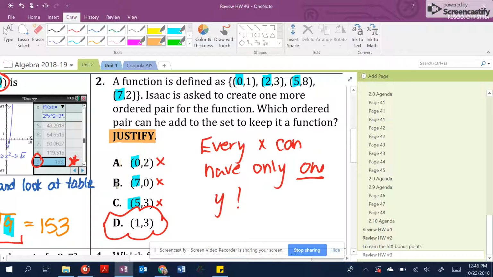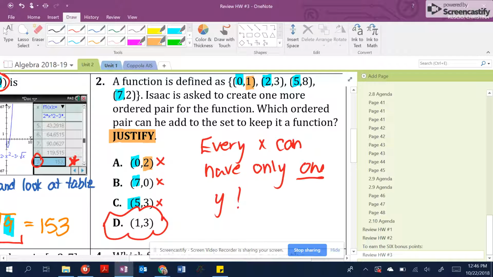If I pick answer choices A, B, or C, check it out. We're going to do some repetition. We don't want there to be 2 zeros or 2 sevens or 2 5s of our X values, because what that would mean is that there's an X value going to 2 different Y values. No me likey. So like for A, if I picked A, that would be bad because the X value of 0 would have 2 Y values of 1 and 2.